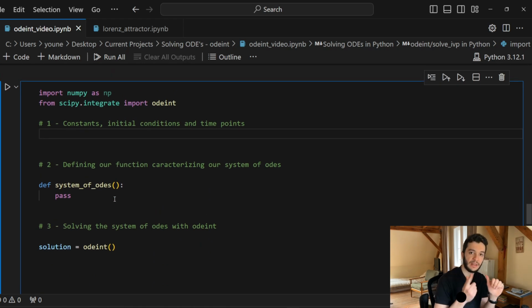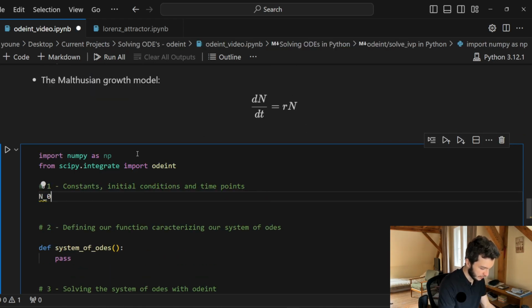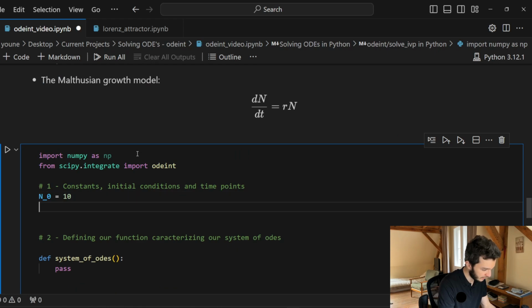Now, when you want to solve ODEs in Python, I describe them in 3 easy-to-do steps. First of all, you define the constants, time points, and then initial conditions, and every initial variable, let's say. So here in our problem, you'll have n0, which stands for the initial number of individuals we have in our model. So for example, we have 10 individuals. R is the growth rate. So let's say that each unit of time we get 3 new individuals. So now we define both constants n0 and r.